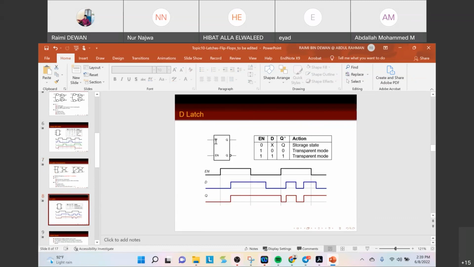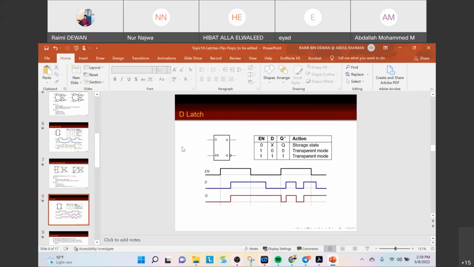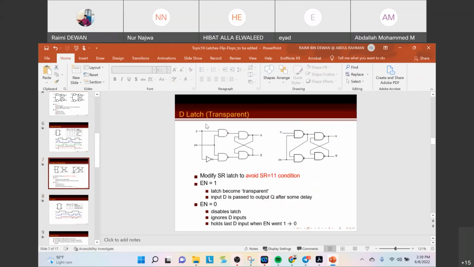Okay, so this is the D latch. This is the D latch, transparent. If you see, this is the D latch with the inversion, and this is if you want to extend the circuit. It will look like this.